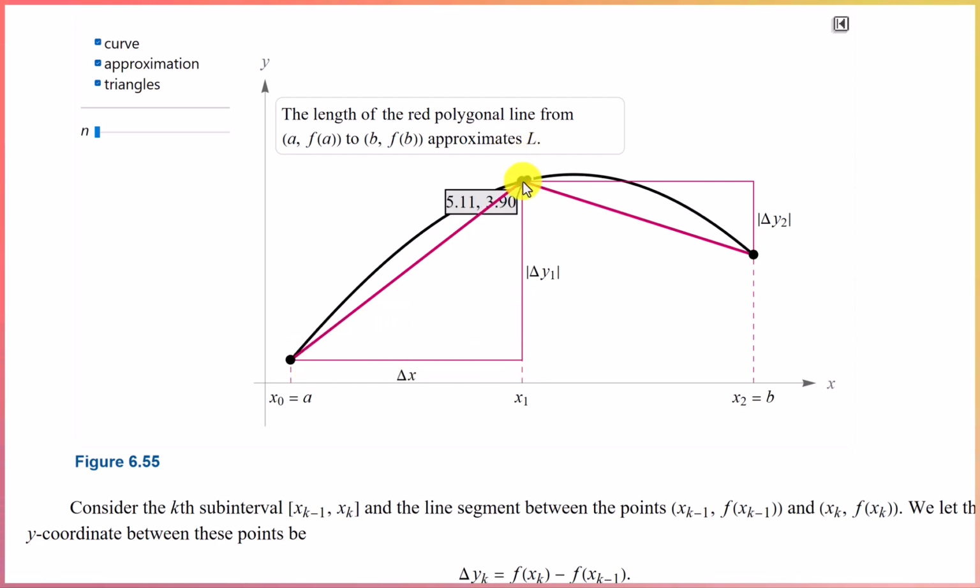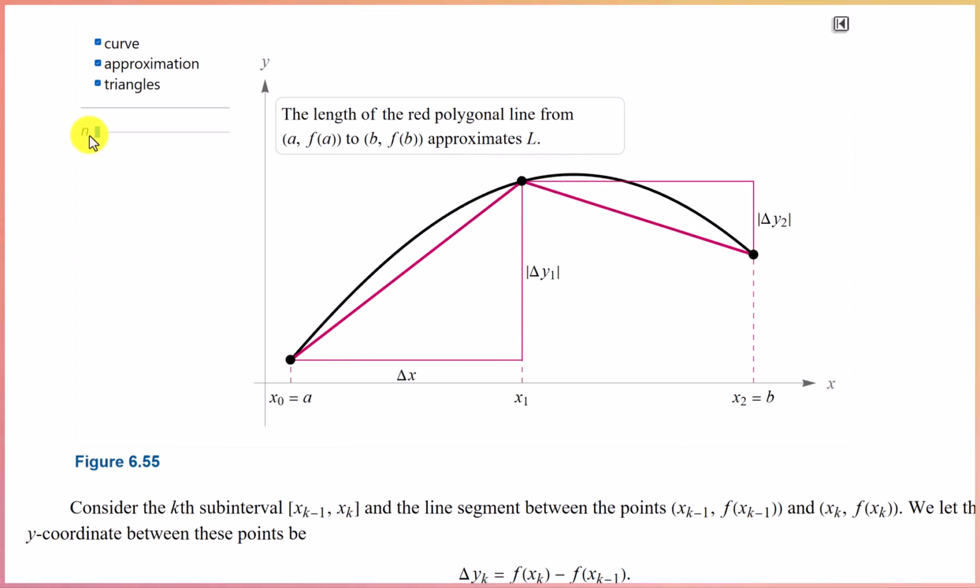Notice that the horizontal leg of each of those triangles is delta x, and the vertical leg of each of those triangles is a delta y sub i, delta y sub 1 and delta y sub 2. Now notice that while the horizontal leg of each triangle is always going to be the same based on how we divide up the interval, that being our delta x, the delta y sub i's are changing based on the curve, right? Like how much change is there in the curve across that interval.